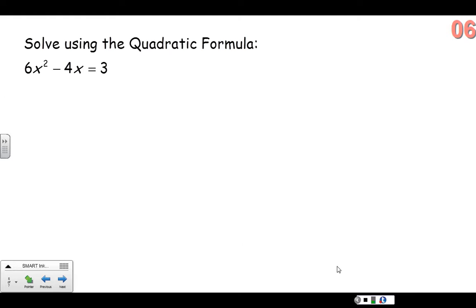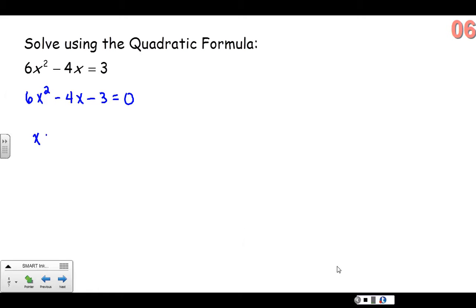All right. In this problem, we have the equation not in standard form. Before I can plug it into the quadratic formula, I have to have it equal to 0. So in this case, I need to move the 3 back over to the left side. So 6x squared minus 4x minus 3. I'm just going to subtract that 3 back over to the left side. So now I have a being 6, b equal to negative 4, and c equal to negative 3.